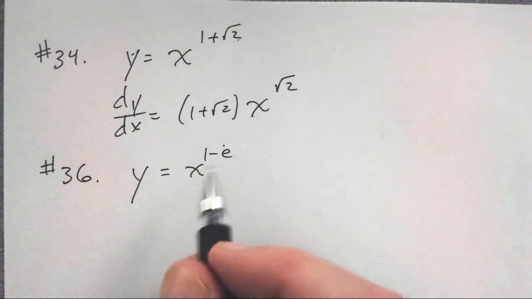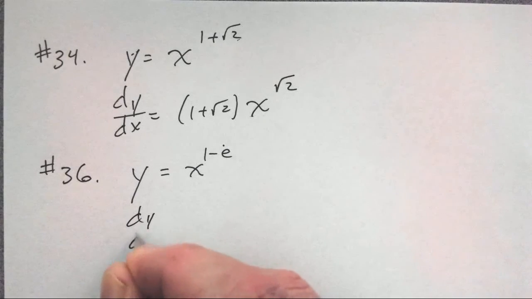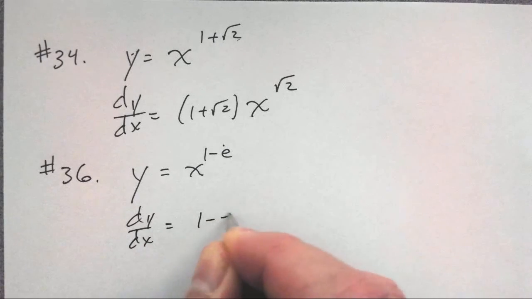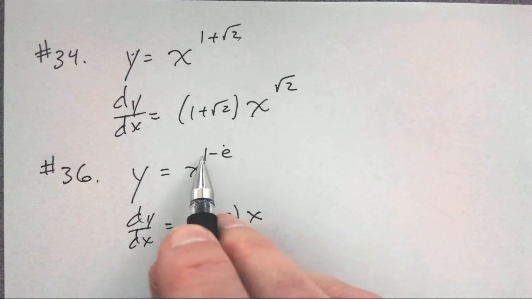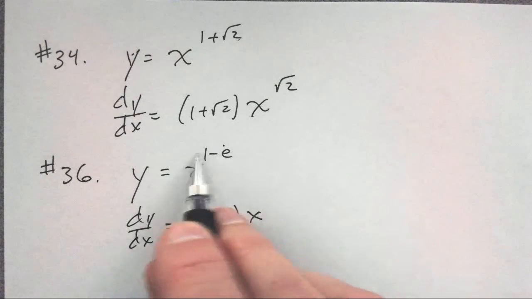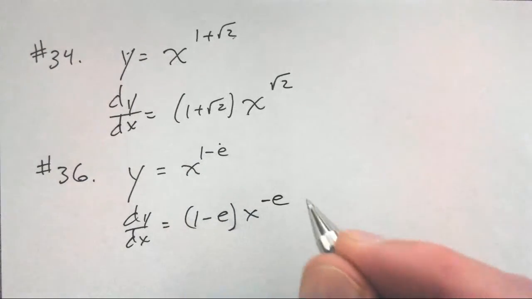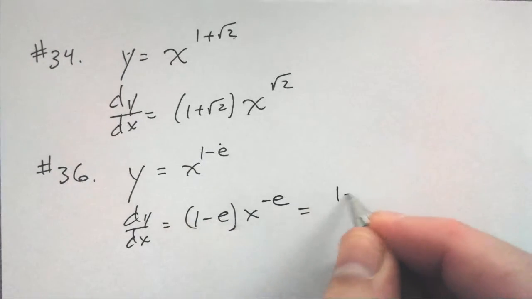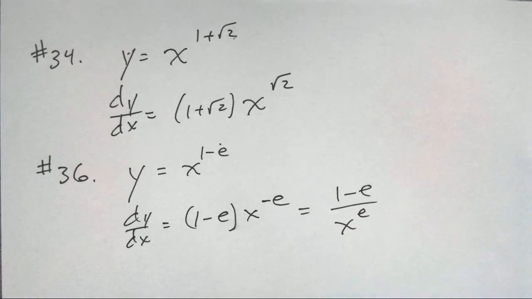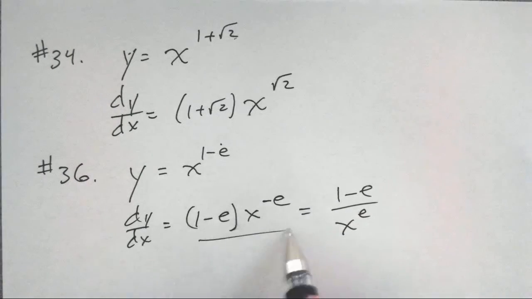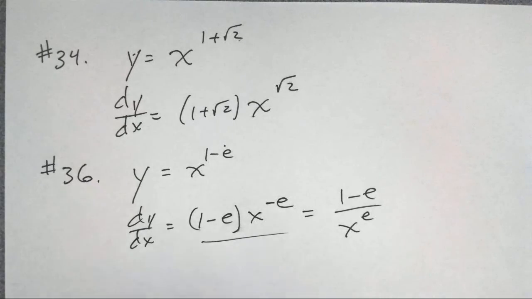If it's x to the 1 minus e, the derivative is 1 minus e, all of it, times x to the, subtract 1 from this. Well, 1 minus e minus 1 is just negative e. We might write this as 1 minus e on x to the e. That might be what we do. The back of the book doesn't even do this. Nothing to it.